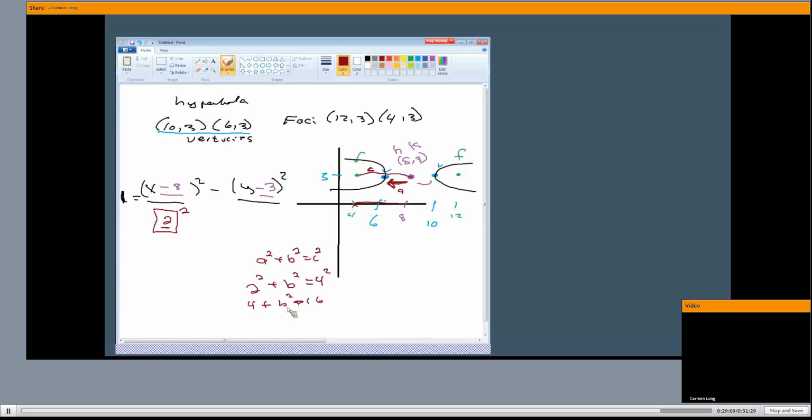Any ellipse would be graphed in a very similar way, except the focus points would be on the inside instead of on the outside. And then instead of it shooting out, it would go together.